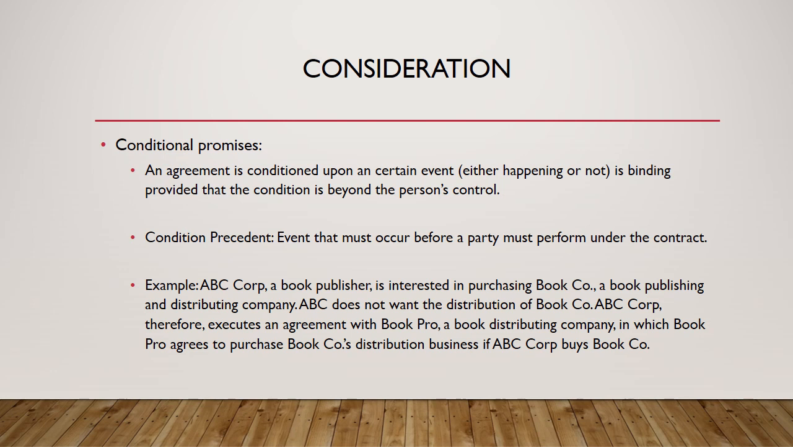So the example here is ABC Corp is a book publisher. It's interested in purchasing Book Co. Book Co is both a publishing and a distribution company. ABC Corp doesn't do distribution, they do publishing. So they don't want the distribution operation of Book Co. ABC Corp therefore executes an agreement with Book Pro, a book distributing company, in which Book Pro agrees to purchase Book Co.'s distribution business if ABC Corp buys Book Co.